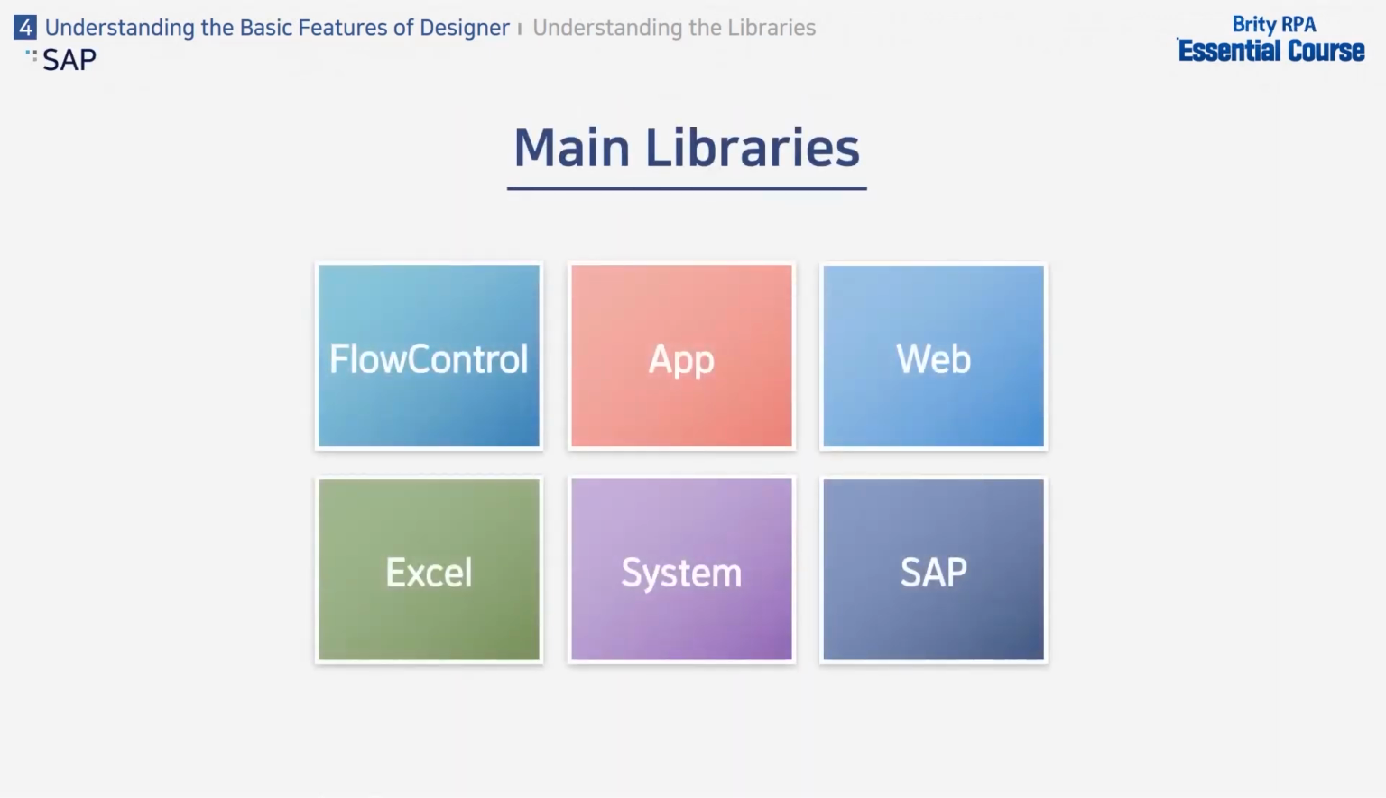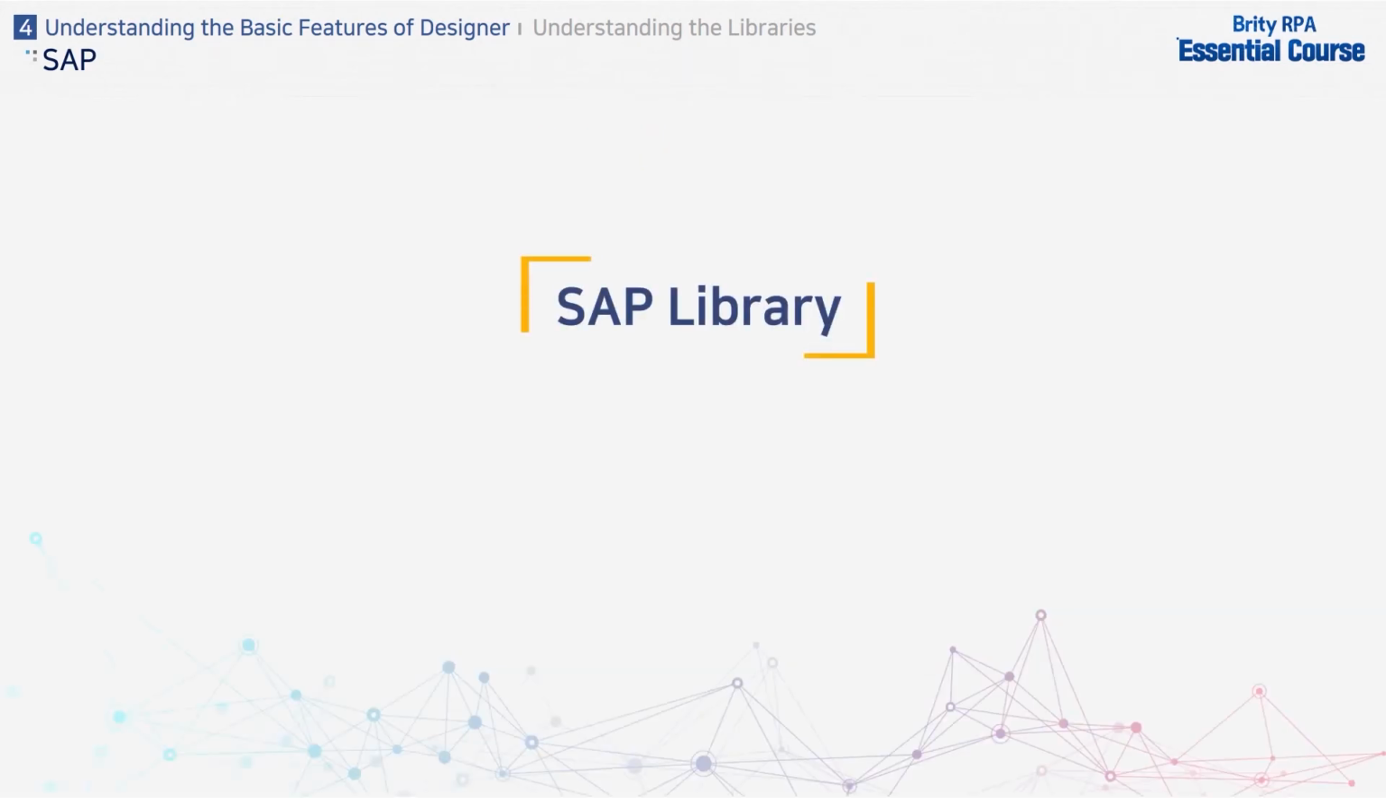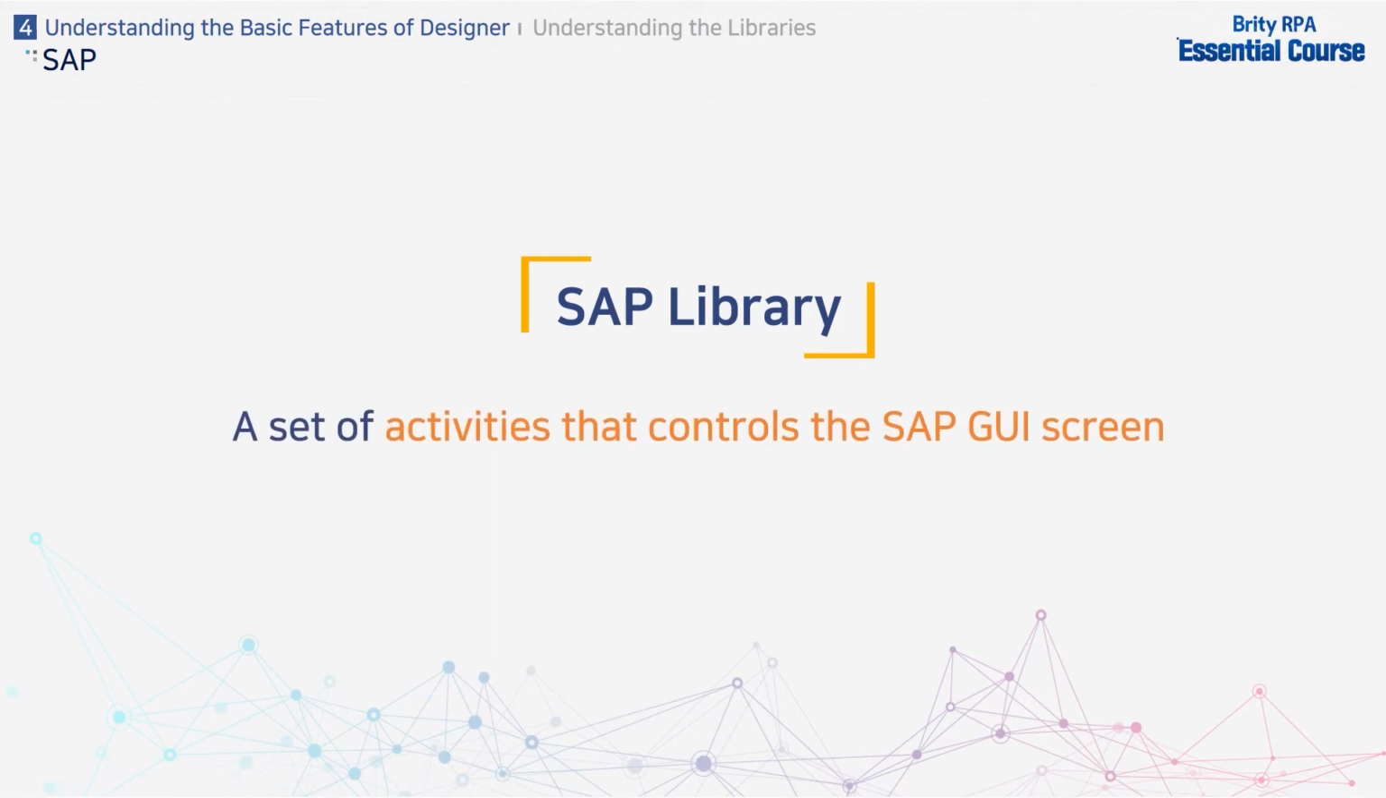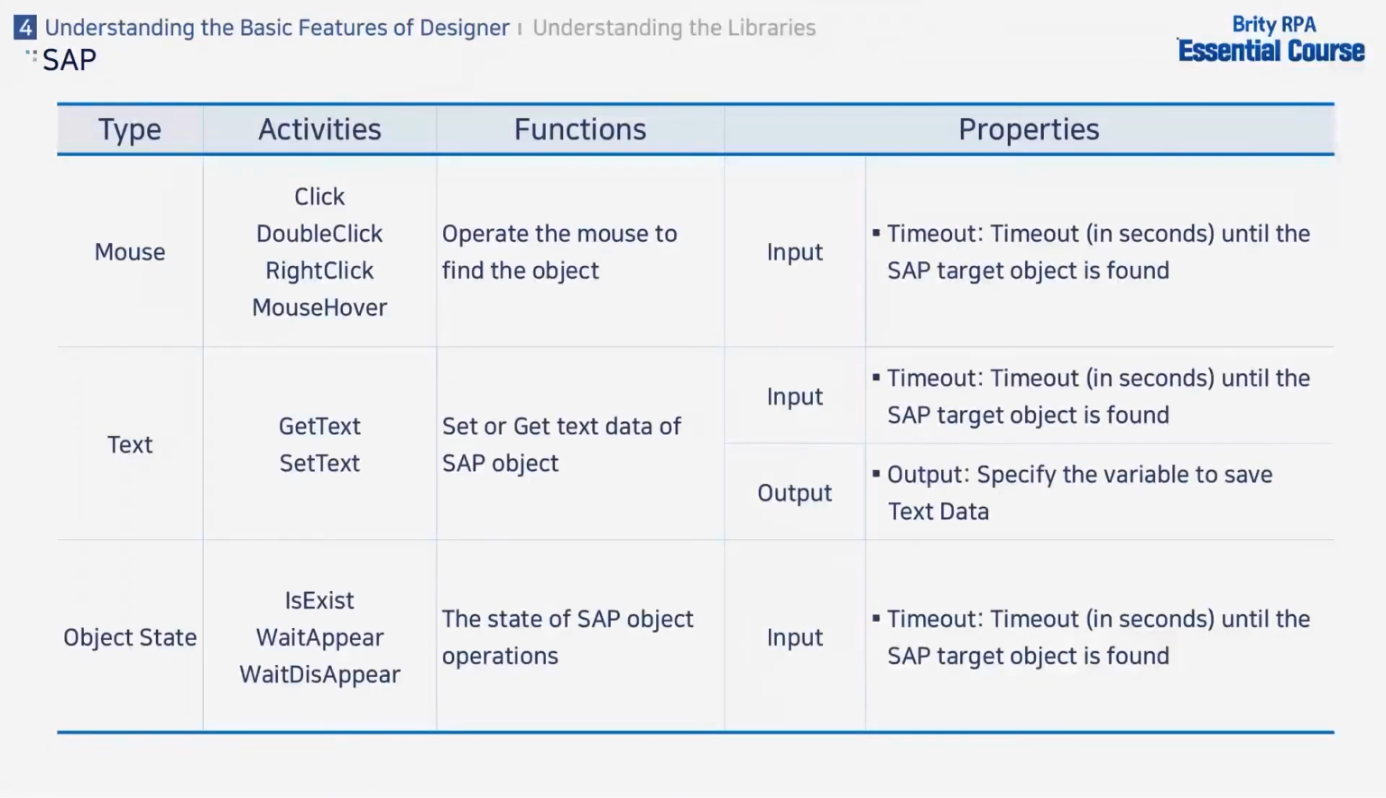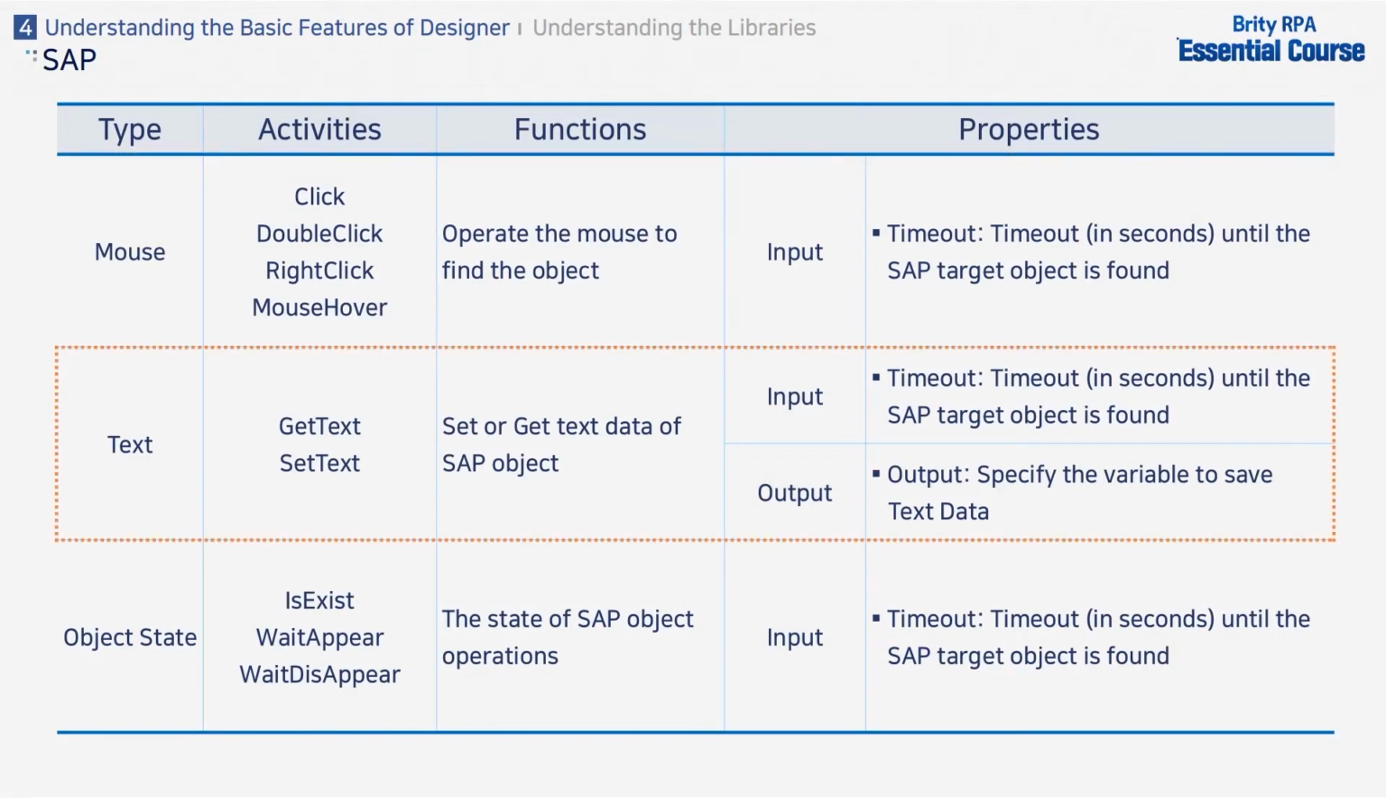Finally, let's look at the activities of the SAP Library. The SAP Library is a set of activities that controls the SAP GUI screen. Common activities include the activities related to mouse operation, activities that read and write text, and activities that check the status of the object. Please refer to the table for more details.